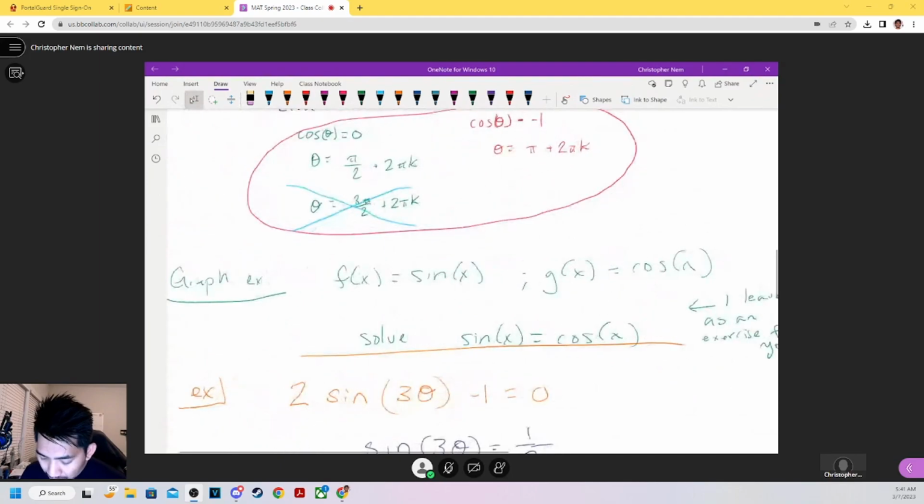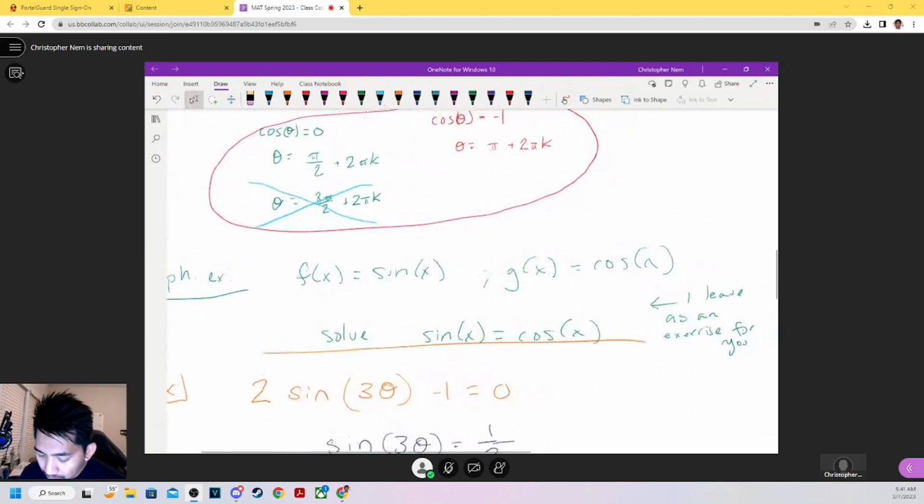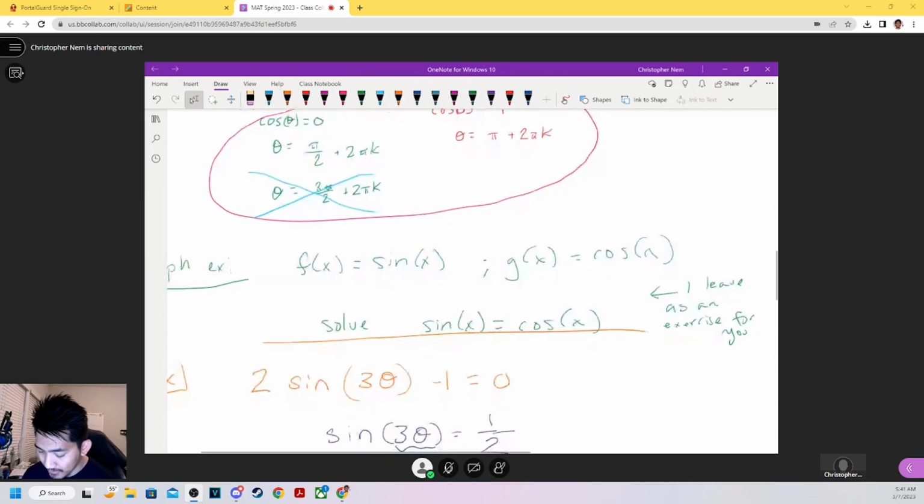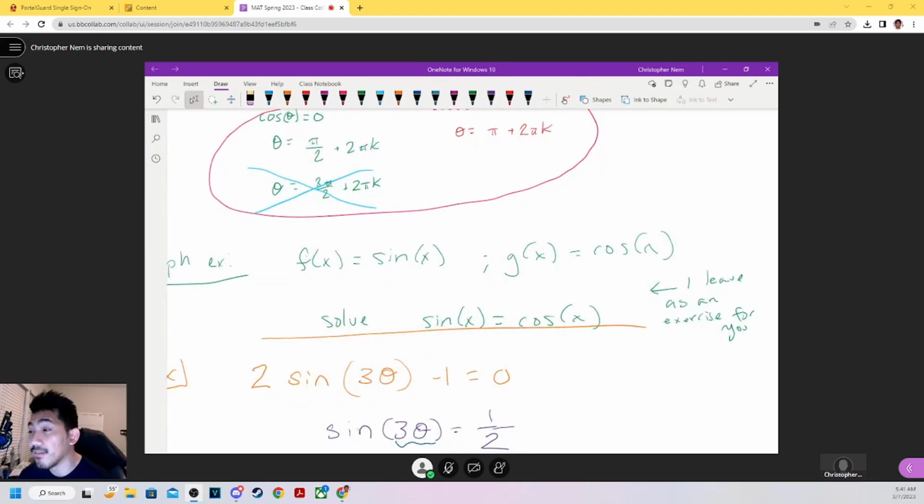Moving on. Alright, now I have 2 sine 3 theta minus 1 equals 0. Some of you guys might be thinking, hey, I could probably use the double angle formula and then use the sum of sines. That's a bit too much, because I only have one function right now. I don't have a cosine theta anywhere. I don't need to invoke my identities at all. What I could do is just solve for sine 3 theta. I have sine 3 theta equals 1/2.